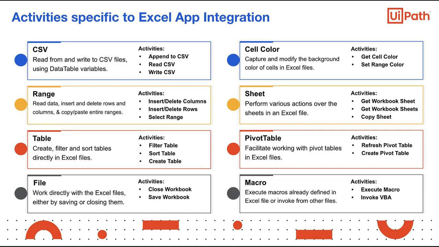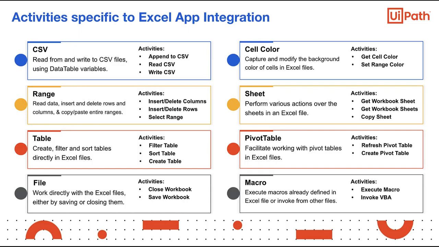Append to CSV adds the information from a data table to a CSV file, creating it if it does not exist. The activity does not overwrite existing data. Read CSV reads all entries from a CSV file and stores them in a data table. Write CSV overwrites a CSV with information from a data table.